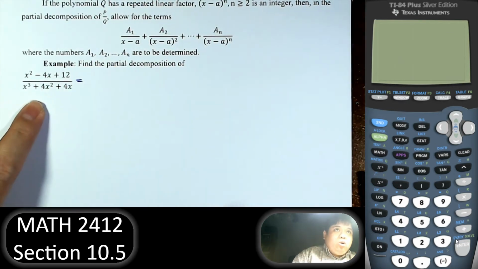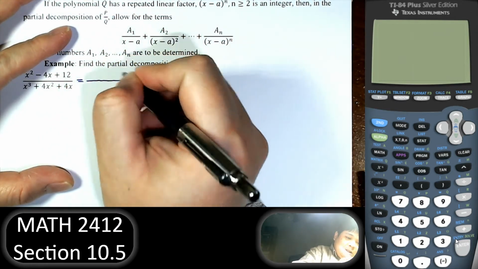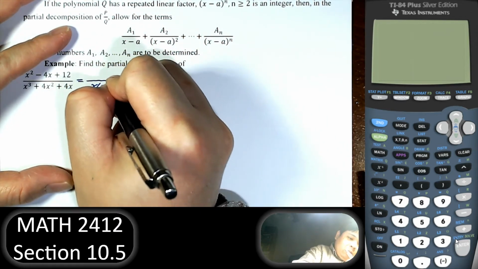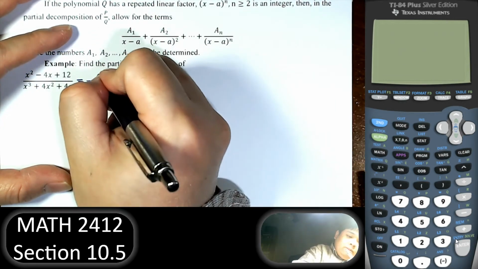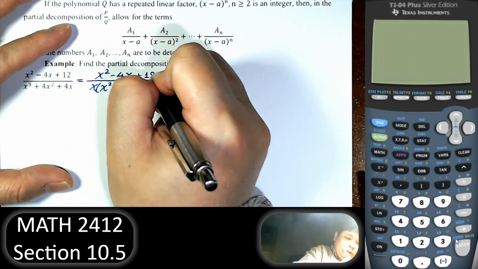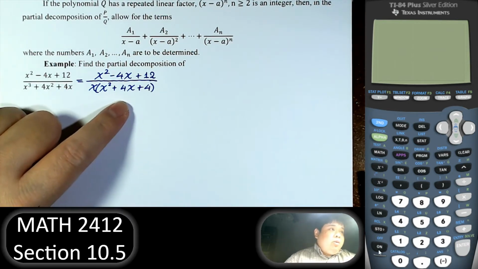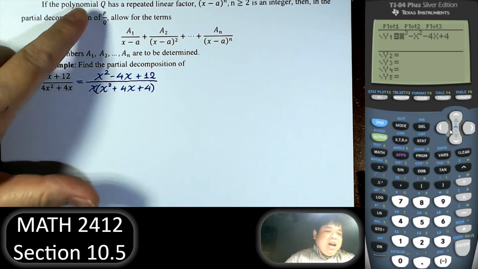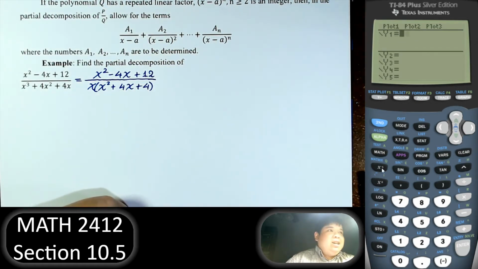Find the partial decomposition of that. So on the bottom we have x, I will factor that out: x squared plus 4x plus 4. On the top, x squared minus 4x plus 12. Now, x squared plus 4x plus 4, what does that look like? Of course, we should have repeated linear factors because that's what we have in this section. But let's look at x squared plus 4x plus 4.